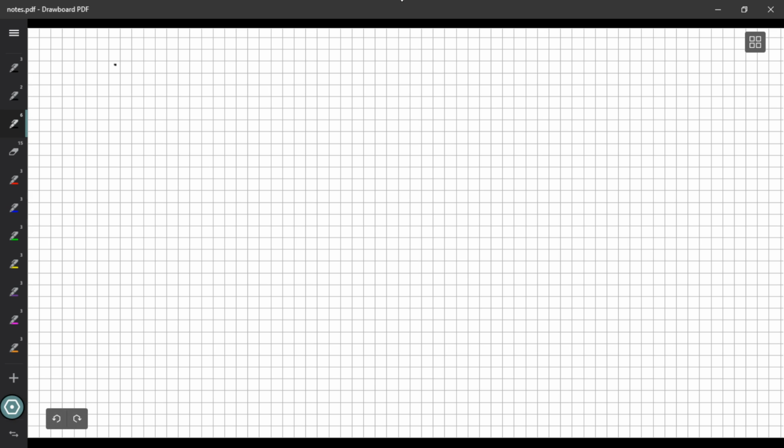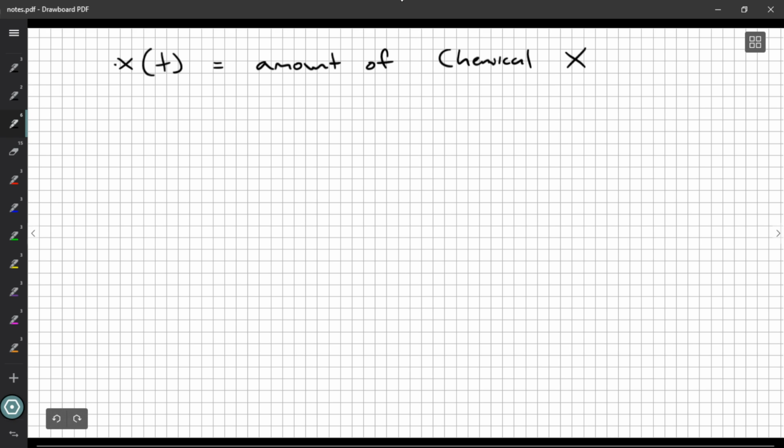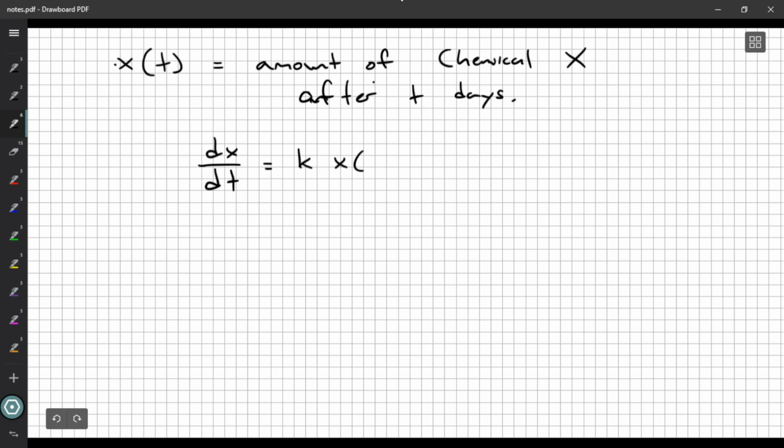So we could let, well, usually I use m for mass, but I'm going to, in honor of chemical X, say x of t is the amount of chemical X. The question just mentions days, so we'll say amount of chemical X after t days. Okay. Now we're told how the material decays. It's got a rate of change that is proportional to the amount of material present and the amount of chemical X we've got. So there's our differential equation, and now it's up to us to solve it.